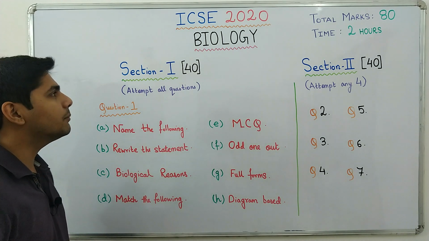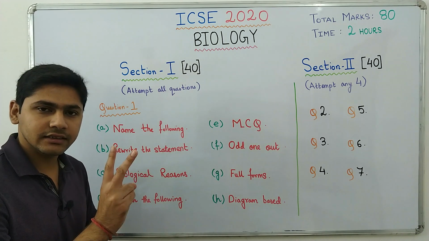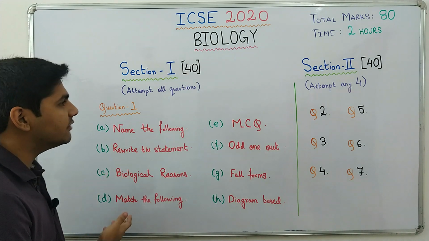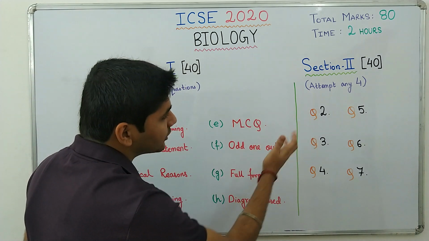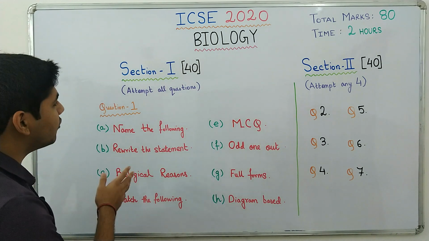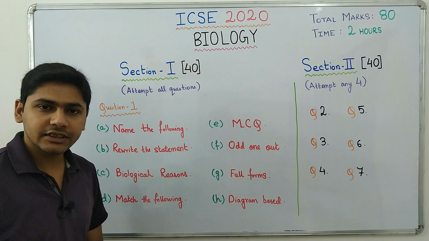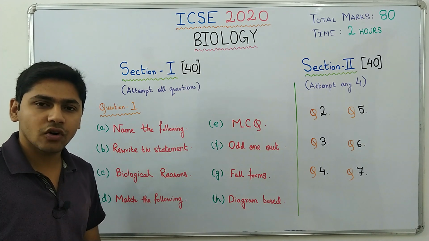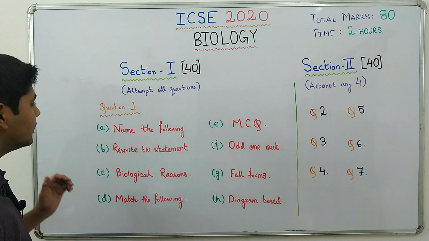Now the biology question paper is divided in 2 sections. Section 1, 40 marks, objective type, and section 2, 40 marks, question and answer type. Let's begin with section 1. Section 1, 40 marks. Now this is a compulsory section and you will have to attempt all the questions over here. You will have question 1.